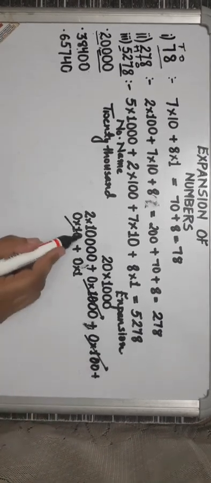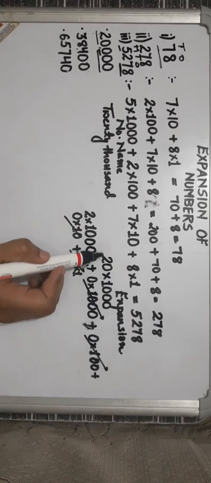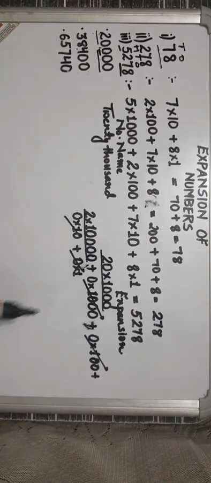So here 0, here 0, here 0. So no need to write these steps and waste your time. Just write this or this. You will get your answer. Now come to the next example.